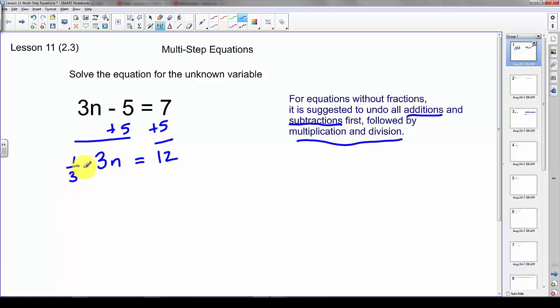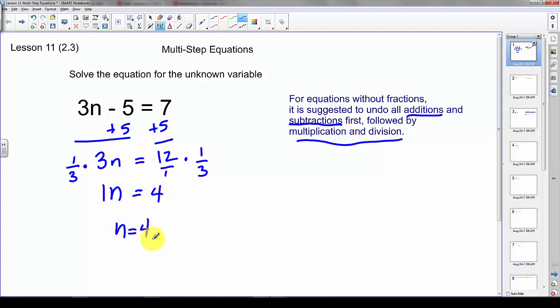In theory, I could divide by 3 to both sides, but I'm just going to use the 1/3 multiplication because it'll come in handy when we get to fractions. Next, 3 times 1/3 is 1, so I have 1n is equal to 12 times 1/3 is 4. So n's equal to 4.